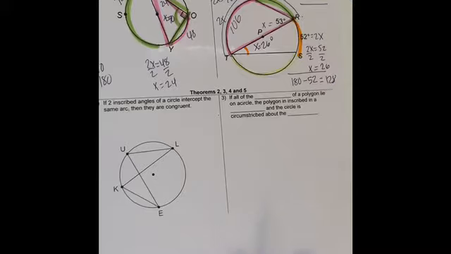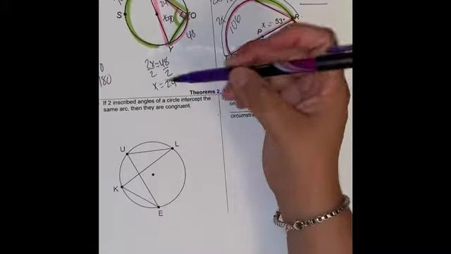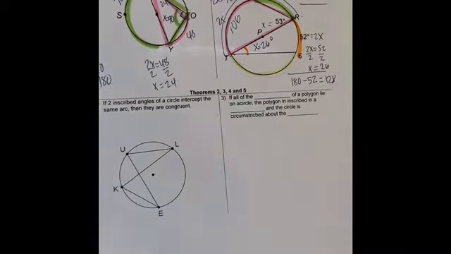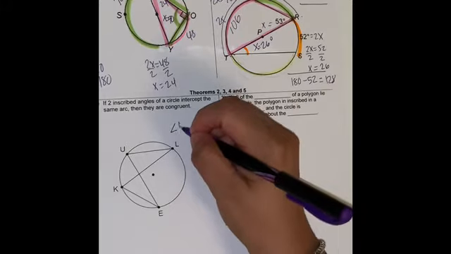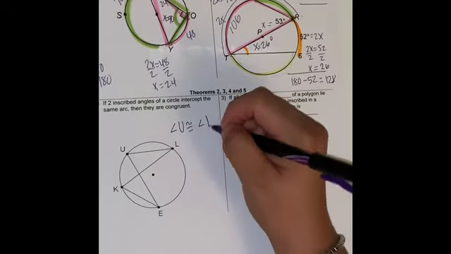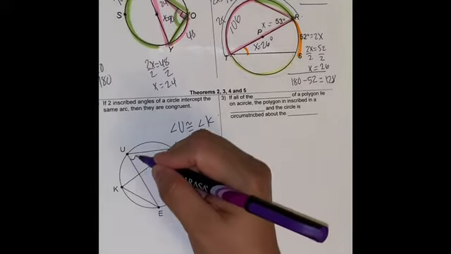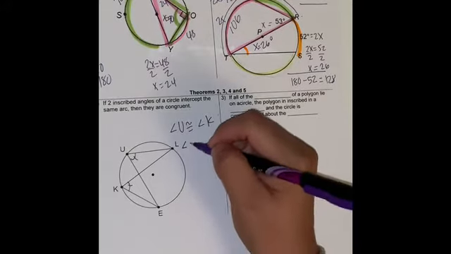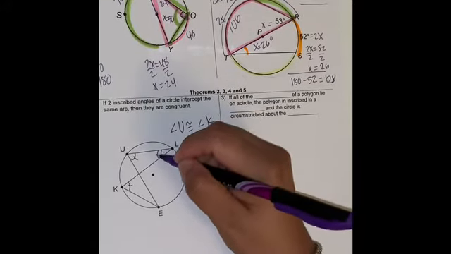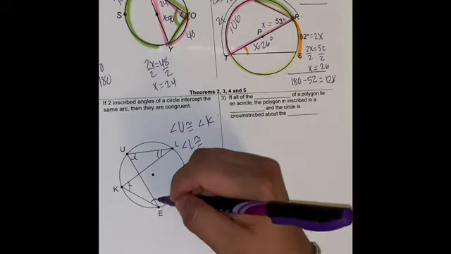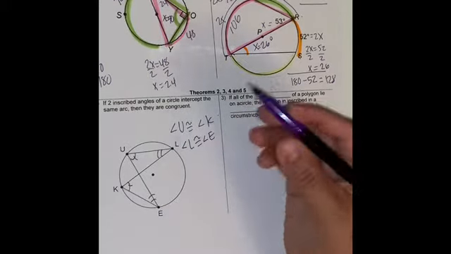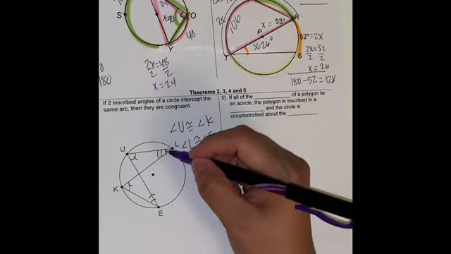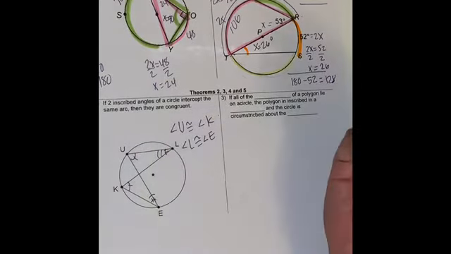Okay, next, let's talk about theorems. So if two inscribed angles in a circle intercept the same arc, then they are congruent. So I am saying that angle U is congruent with angle K. So U and K are congruent. I'm also going to say that angle L is congruent with angle E. Now you can double that, or you can make the hatchings just two that go across. Just depends on the person. Okay, number 3.